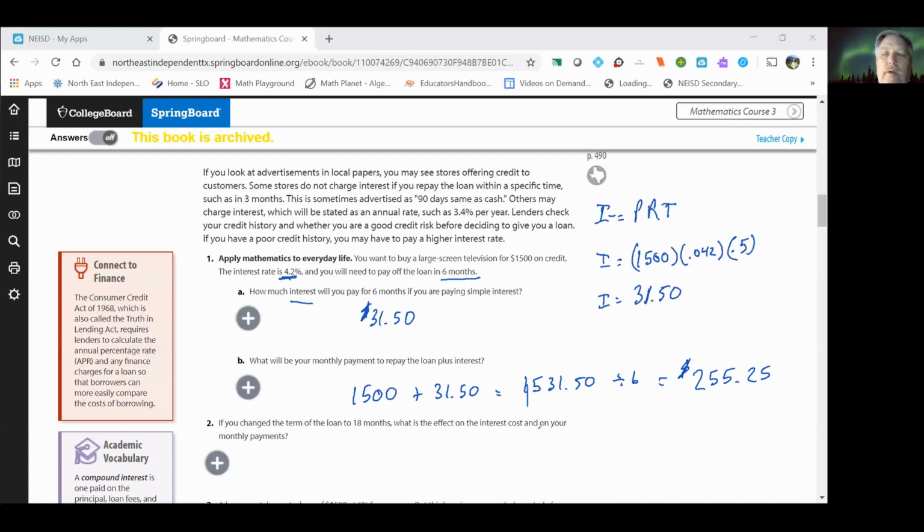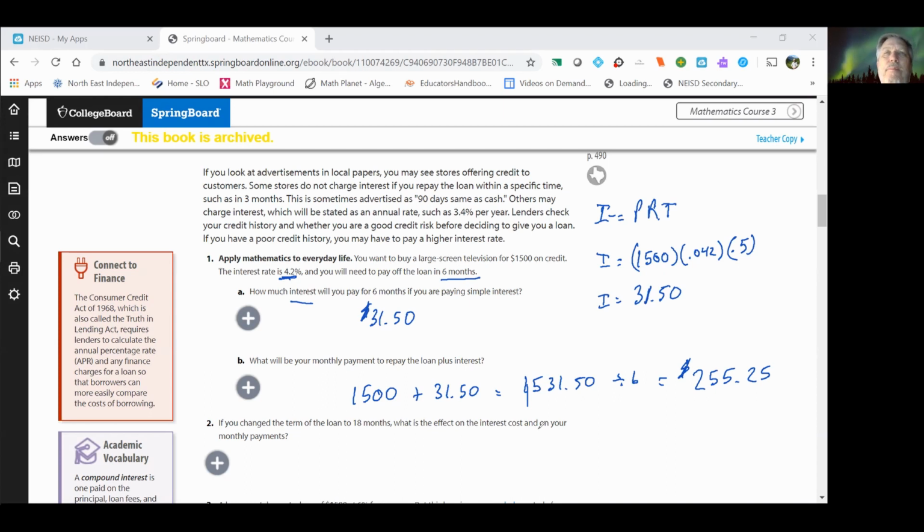Item 2, if you changed your payment to 18 months, what is the effect on the interest cost and on your monthly payment? So what do you think is going to happen with your interest? Is it going to go up or is it going to go down? Well, obviously, if you're taking longer to pay, you're paying more in interest. So yes, your interest is going to go up.